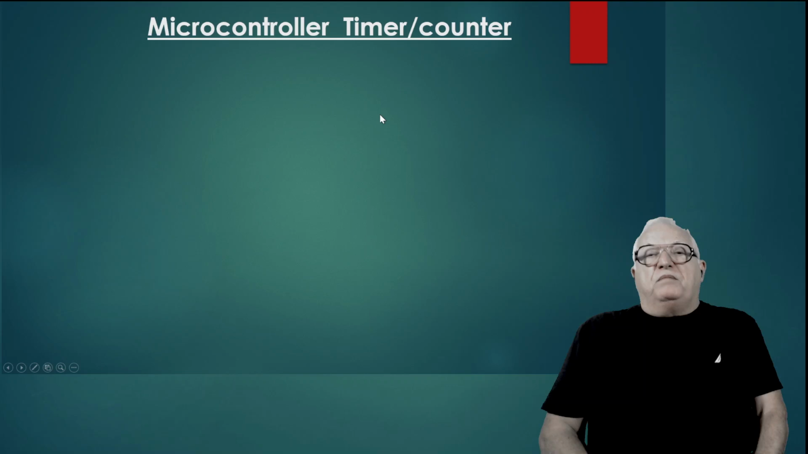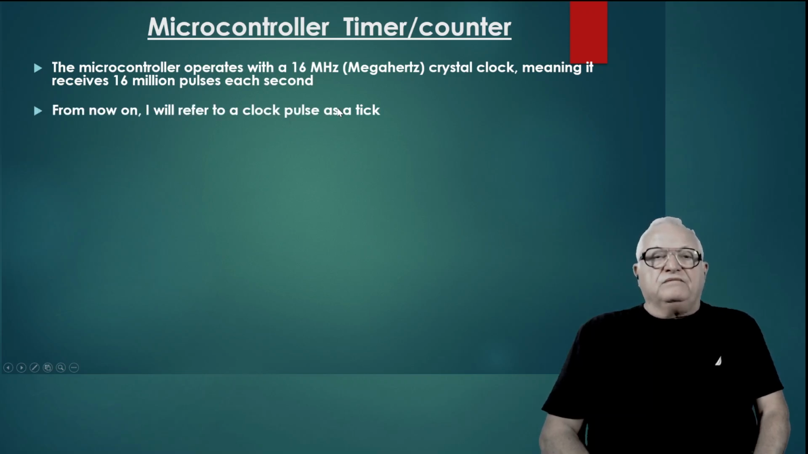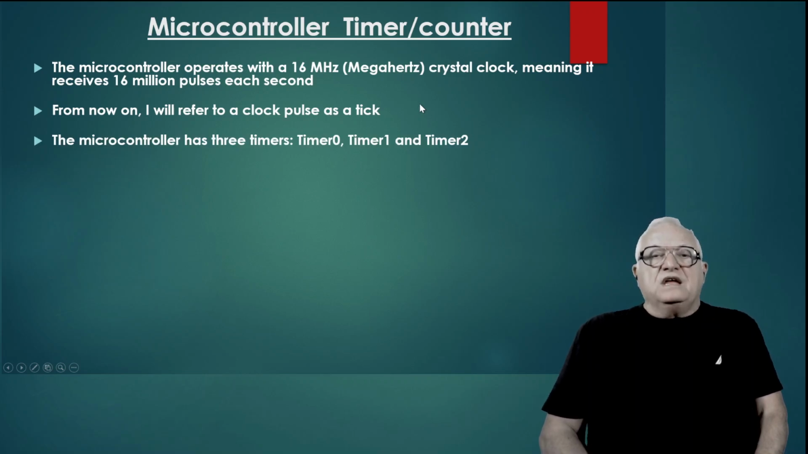So let's talk specifically about our ATmega328 microcontroller timer. The microcontroller operates with a 16 megahertz crystal clock, meaning it receives 16 million pulses each second. From now on, I will refer to a clock pulse as a tick. The microcontroller has 3 timers: timer 0, timer 1, and timer 2.